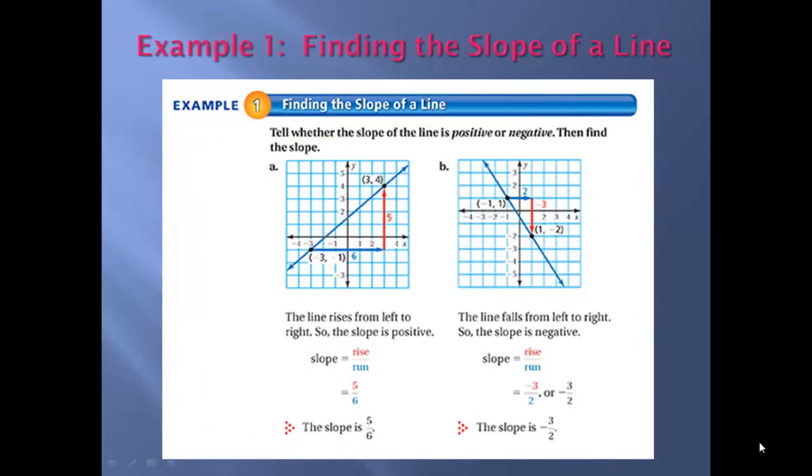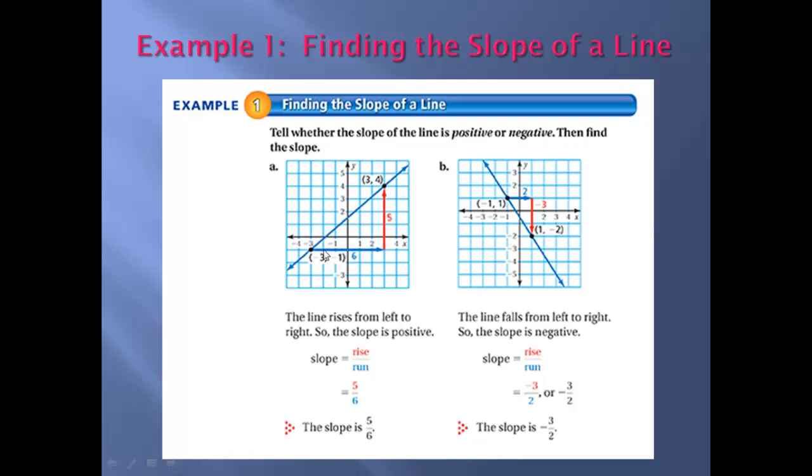For our first example, we're finding the slope of a line. Tell whether the slope of the line is positive or negative, then find the slope. For A, the line rises from left to right, so the slope is positive. Now we need to find the slope. The slope is the rise over the run.